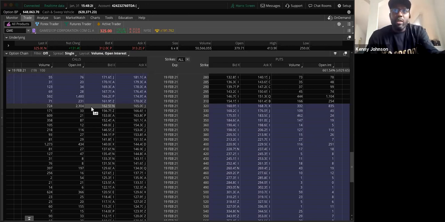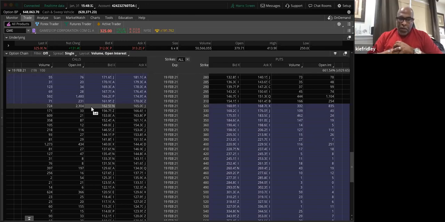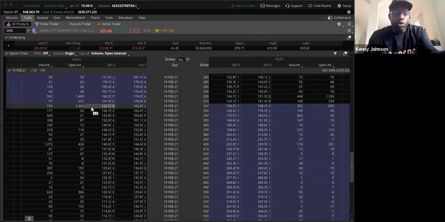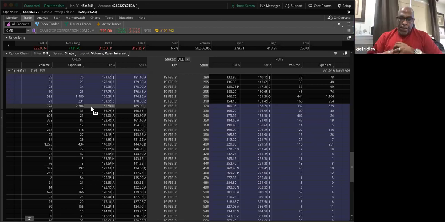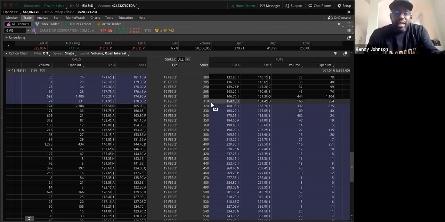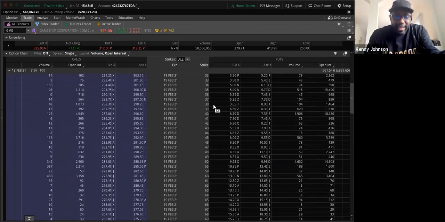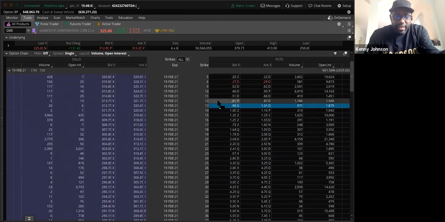GameStop went to like 463, 483. That was a high so far. Imagine that 483 and you caught it on the way down to 140. That's a come up. And he bought a $9 strike. Look how far $9 is down.